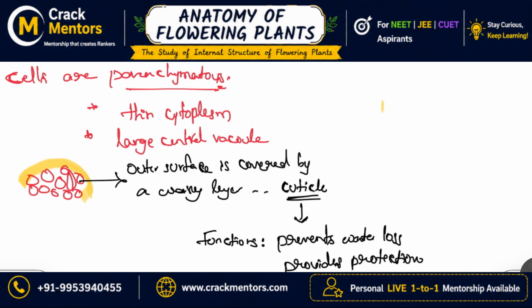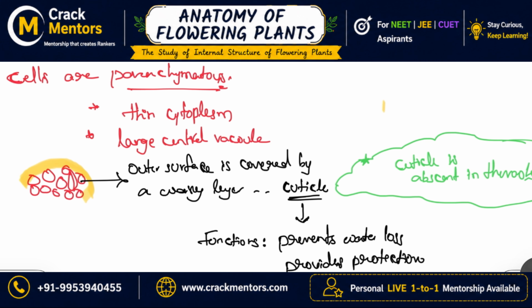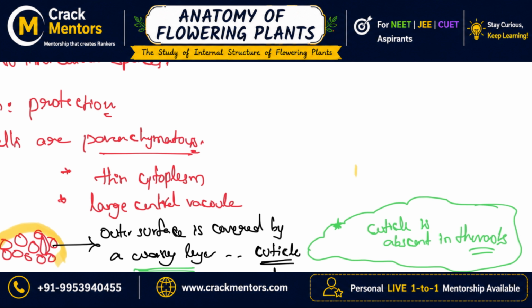Another important point about the cuticle is that it is absent in the roots. Very important, in many questions this is asked. The cuticle prevents water loss and provides protection, but is absent in the roots. What is the function of roots? Roots absorb minerals and water from the soil. If root cells had a cuticle around them, it would be difficult for water to enter, and no water would be absorbed by the roots. So to solve this, there is no cuticle in the roots.